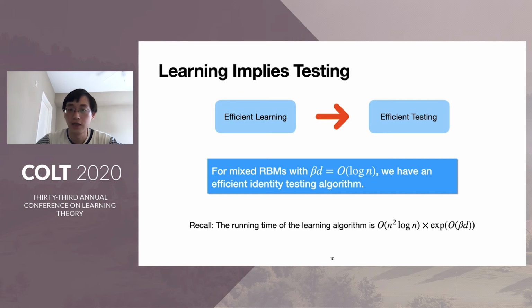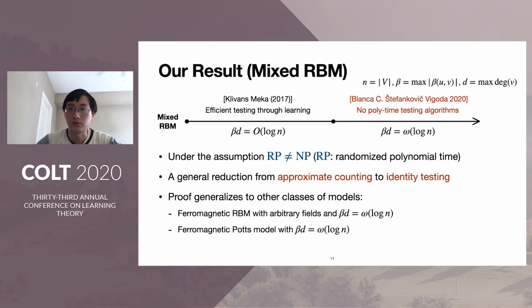And the starting point of our result is that we want to look at when beta d is larger than log n and see if we can do efficient testing. But what we actually show is that there is no polynomial time testing algorithm when beta d is little omega of log n. Here, little omega means that it increases faster than log n.